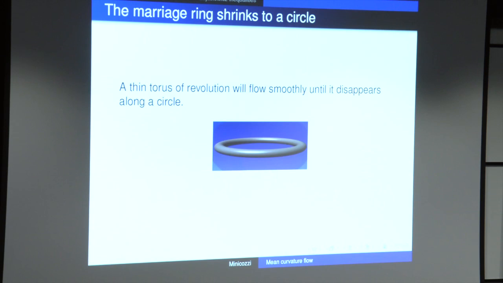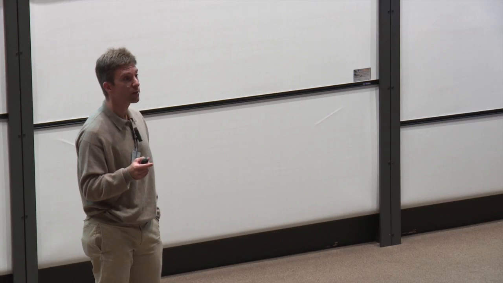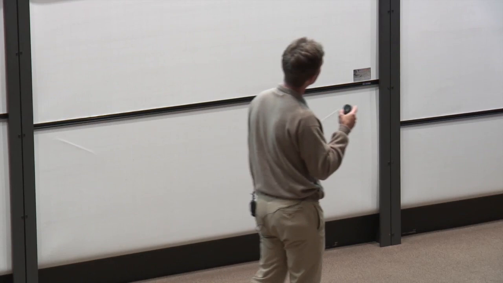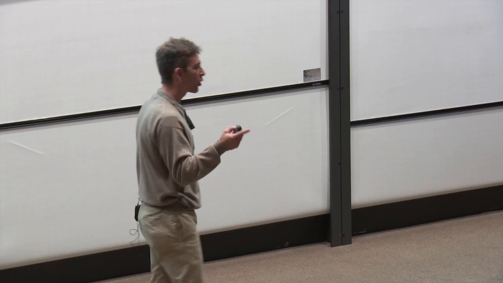So what's going to happen if you start flowing this torus of revolution? This symmetry will be preserved under the flow. And again, this one, while not convex, is mean convex. The mean curvature has a sign. The curvature is always pointing in, so the flow is always moving inward here. So this contracts, keeping the symmetry of revolution until it disappears in a circle. So this is a new type of singularity. Instead of becoming extinct at a point, it becomes extinct along an entire curve of singularity.